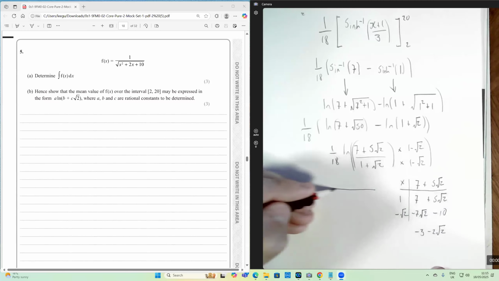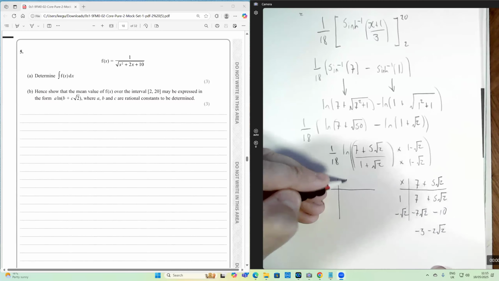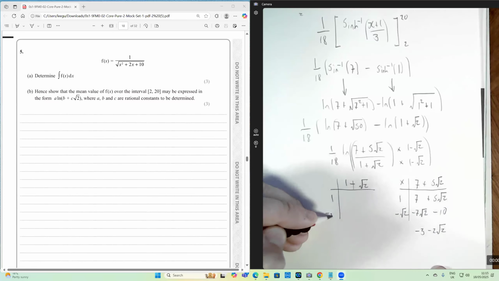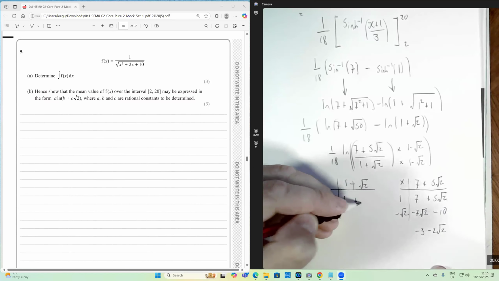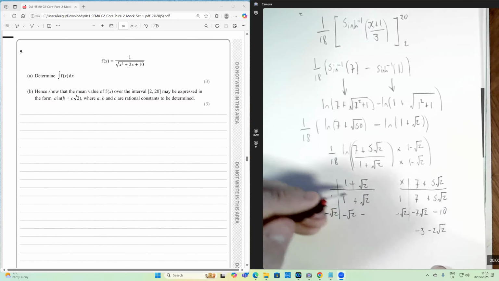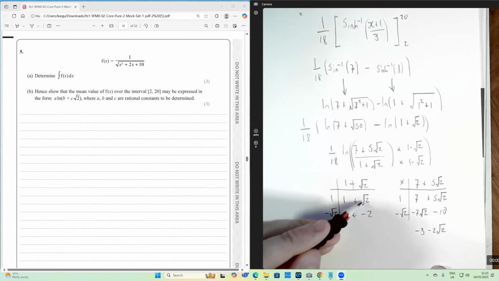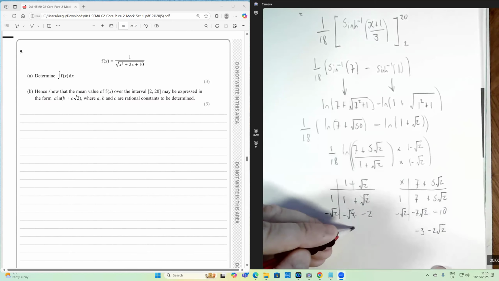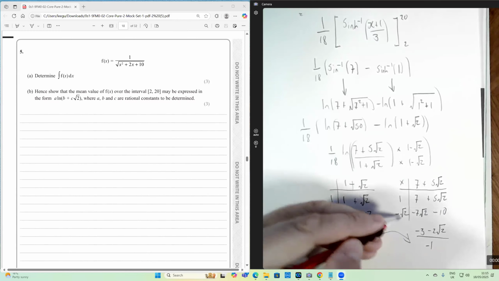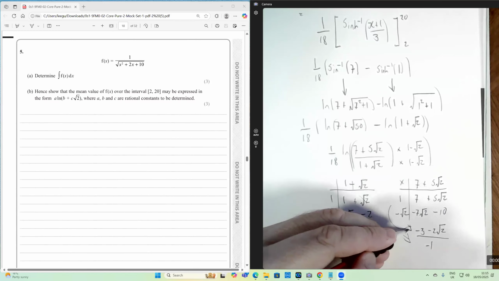And then let's do the other one. The denominator is going to be 1 plus root 2 times by 1 minus root 2, which is going to go to 1 plus root 2 minus root 2 and minus 2. They cancel, and then 1 take away 2 is minus 1. So we bring those together, the numerator and denominator.